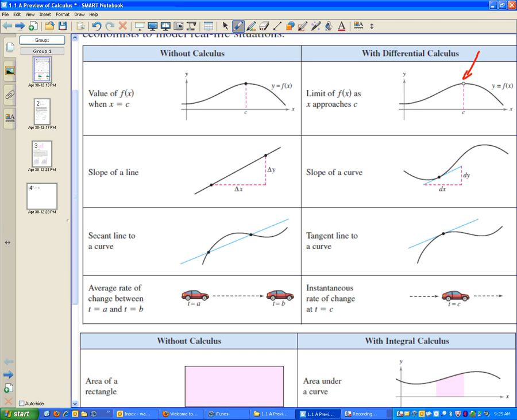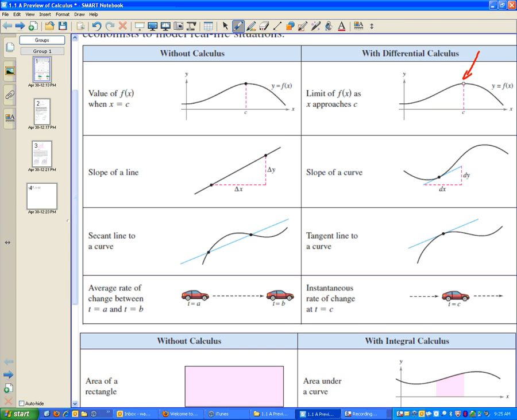If we took our calculator and tried, if our function was x cubed minus 7x plus 2 or whatever, and we tried to stick in that x coordinate, we would get undefined because that function does not actually exist at that x coordinate. But with calculus, we can figure out what that number ought to be if it were filled in by finding what's called a limit. We'll do a lot of limits.